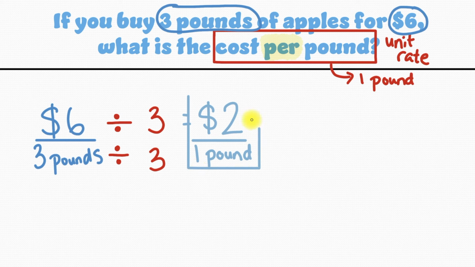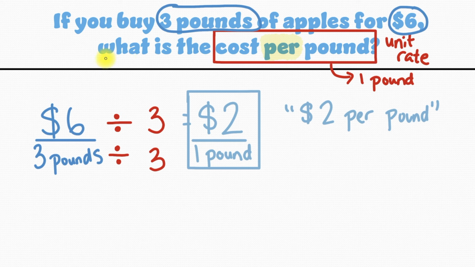And the best thing to do is to make sure that we can put it in a complete sentence. Because it's $2 for every 1 pound, we could also read it as $2 per pound. And finally, to completely answer this question, we'll say the cost per pound of apples is $2 per pound.